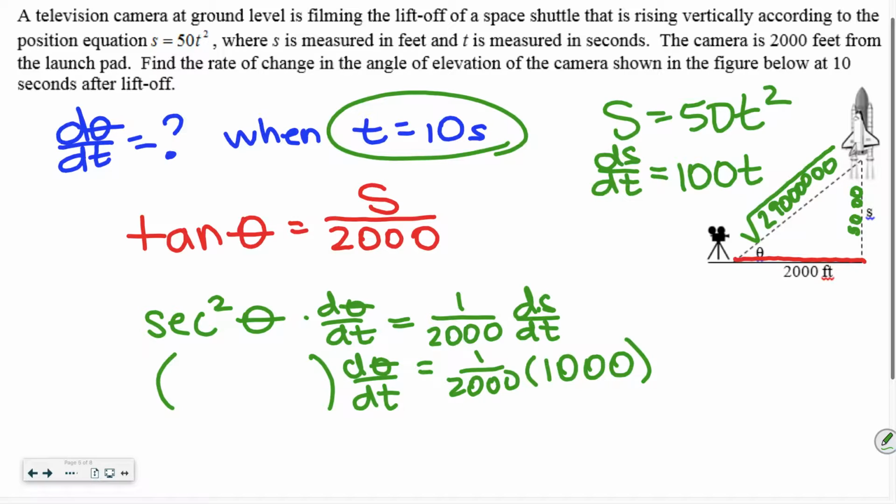What's our secant ratio? How do we find secant? Hypotenuse over adjacent. Yes. So our hypotenuse over adjacent, squared. Secant is the reciprocal of cosine. So it's 29 with 6 zeros. Okay.